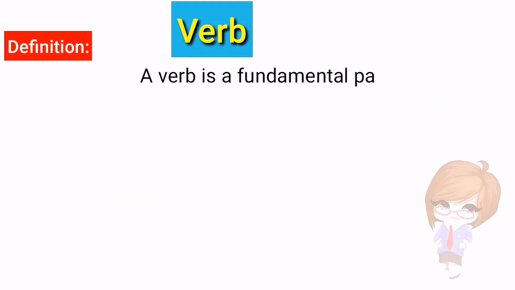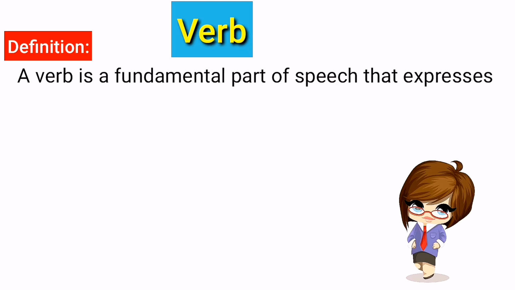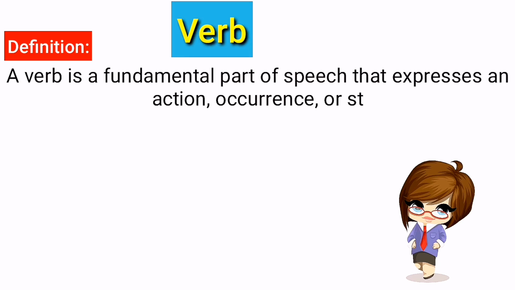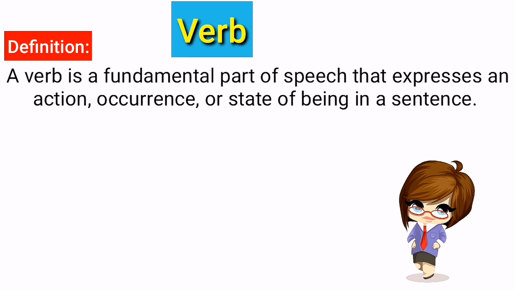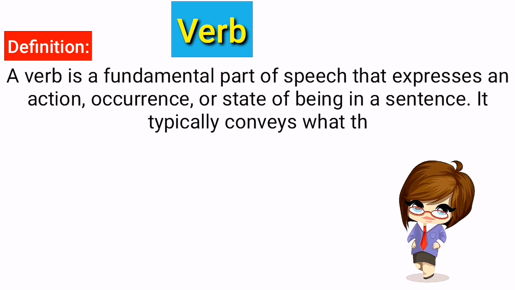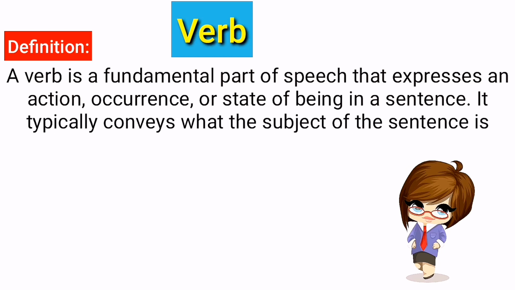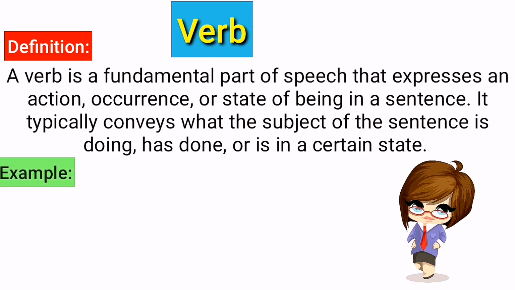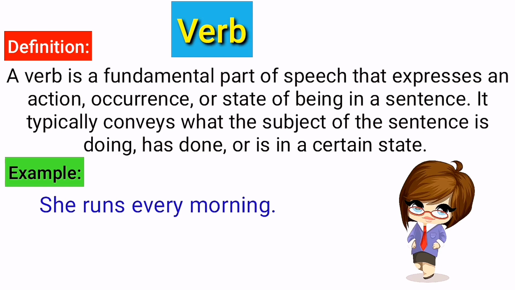A verb is a fundamental part of speech that expresses an action, occurrence, or state of being in a sentence. It typically conveys what the subject of the sentence is doing, has done, or is in a certain state. For example, she runs every morning. In this sentence, runs is a verb that indicates the action being performed by she. It shows that she engages in the activity of running.